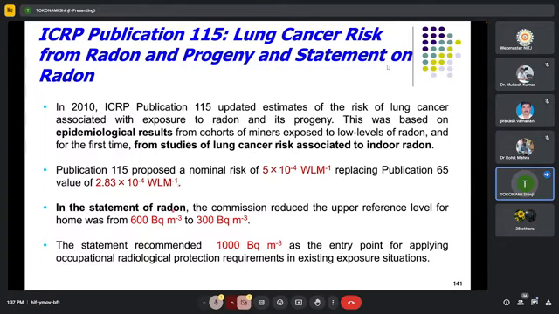In the statement on radon, the Commission reduced the upper reference level for homes from 600 becquerel per cubic meter to 300 becquerel per cubic meter. The statement recommended 1,000 becquerel per cubic meter as the entry point for applying occupational radiological protection requirements in existing exposure situations.